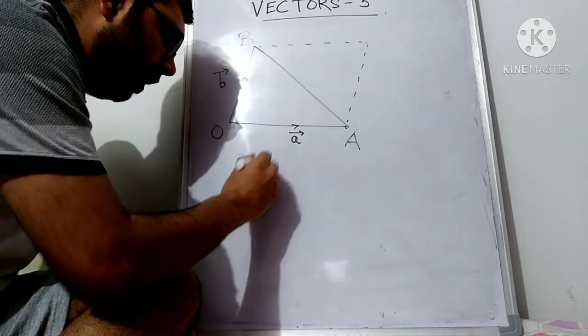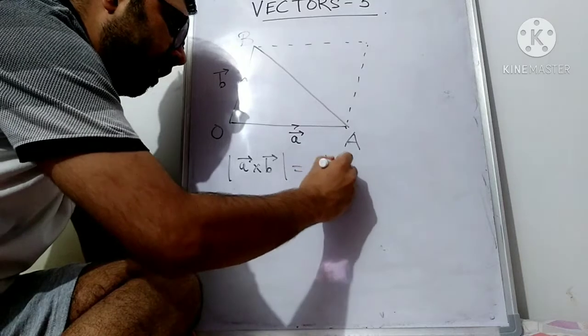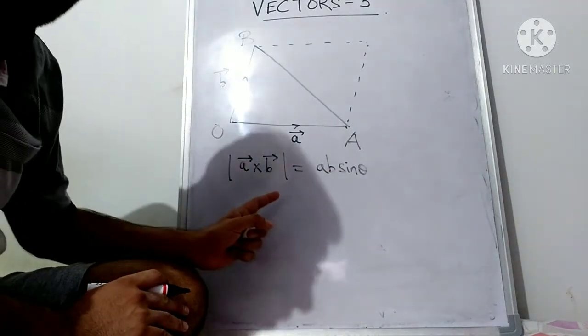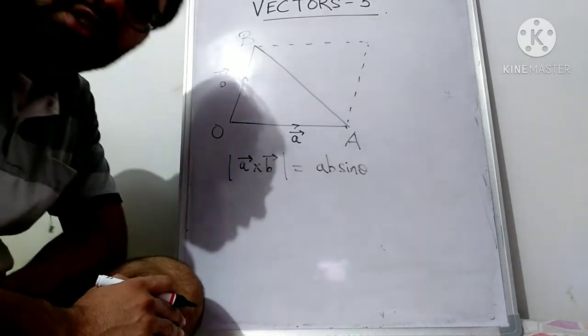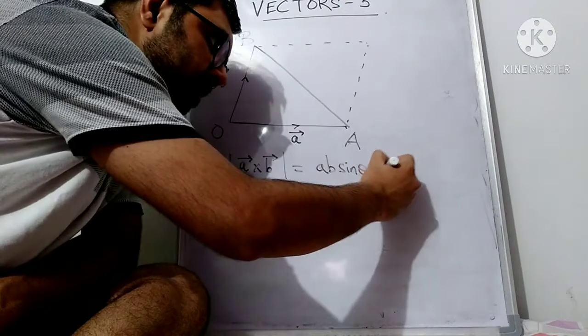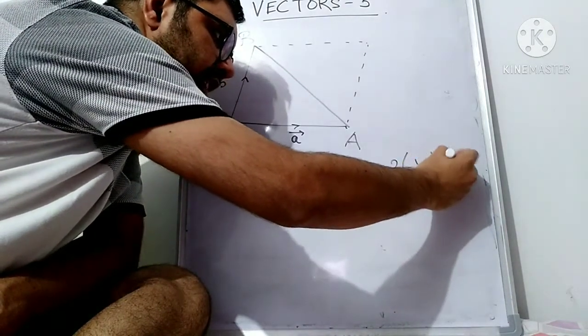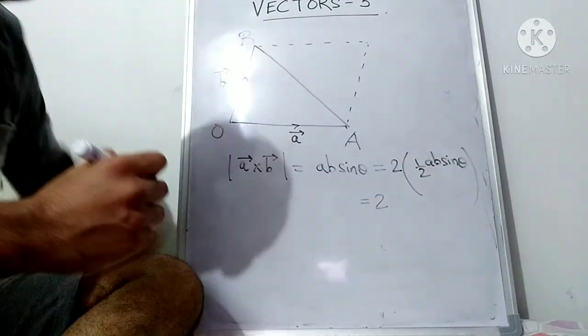Magnitude of a cross b, if I want to write, magnitude of a cross b will be what? Product of a into b and then sin theta. Because we are only interested in the magnitude, I will not write n cap here because magnitude of n cap is anyways 1, right? So ab sin theta, I can write this as 2 into half ab into sin theta, right? So 2 will be outside and half ab sin theta.